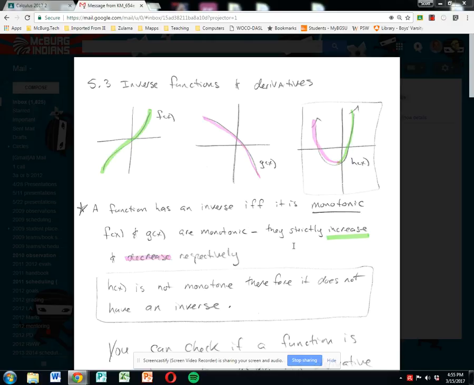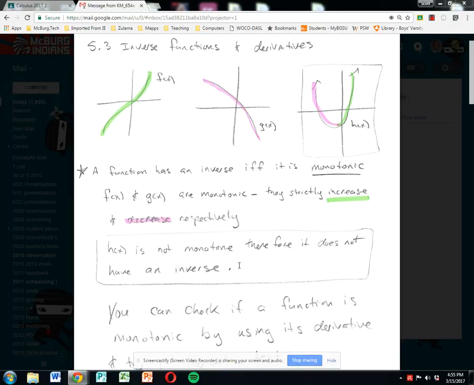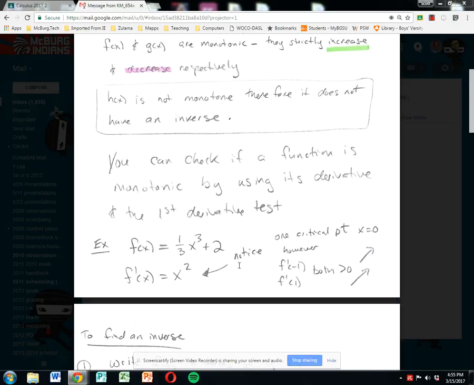And by monotonic, we mean it strictly increases or it strictly decreases. One of the two, not both. H of x is not monotone, therefore it does not have an inverse. Okay? You can check a function to see if it's monotonic by using the first derivative test.